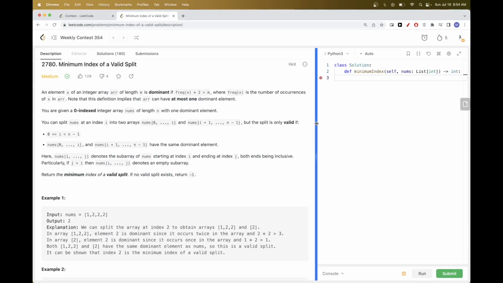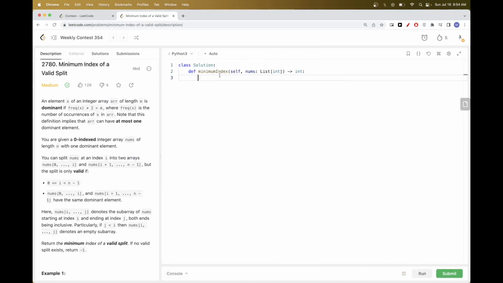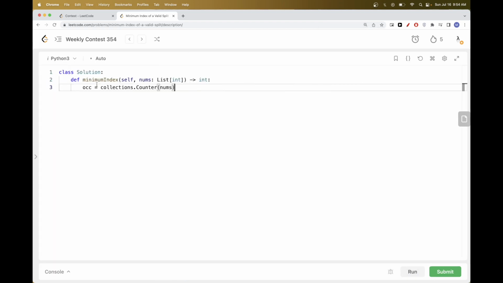Okay, so let's code up the solution we just discussed. So first we need the occurrences of the elements of the array, which we can get in Python with Counter. And then we need to get the maximum occurrence. You could do it with a for loop, but in Python, I will do it with the easier option, which is just getting the most common single element.